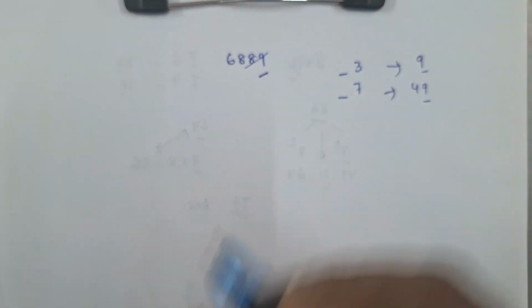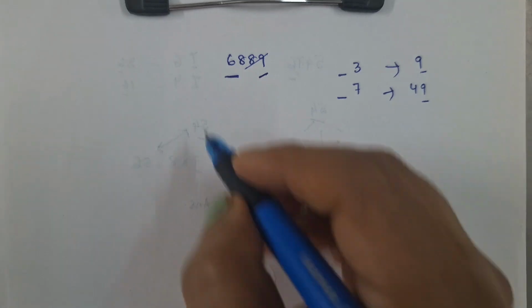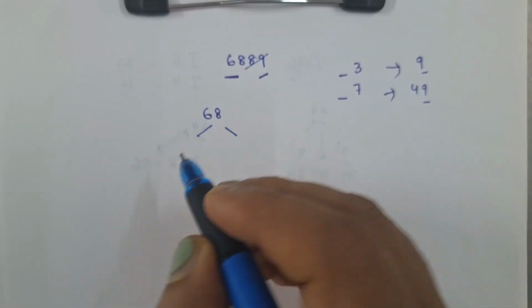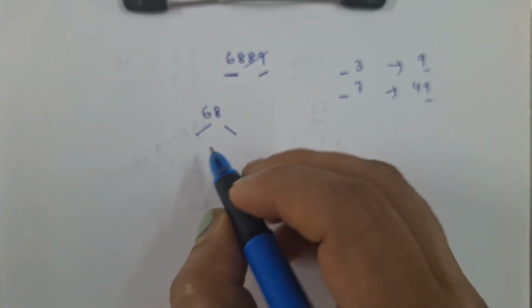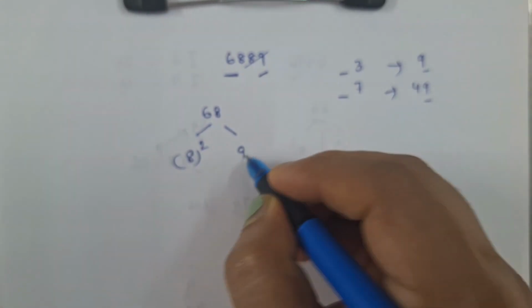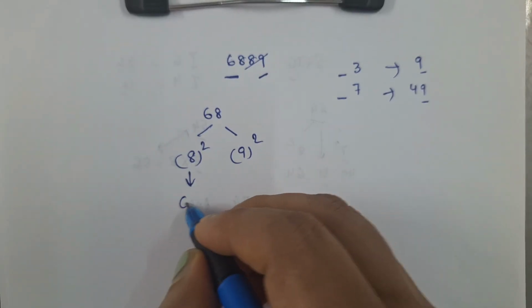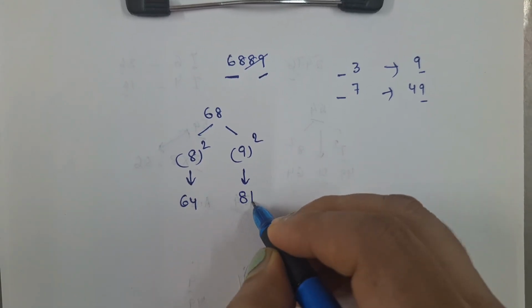Next, strike out the two digits. Concentrate on the remaining digits. 68. Find out between the squares of which two numbers 68 lies. 68 lies between 8 square and 9 square. Why? Because 8 square is 64 and 9 square is 81.